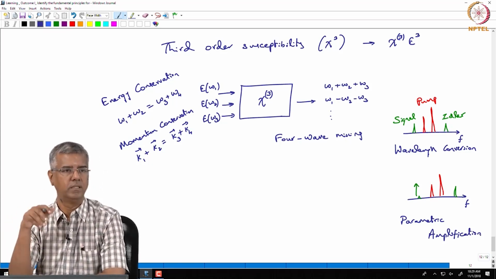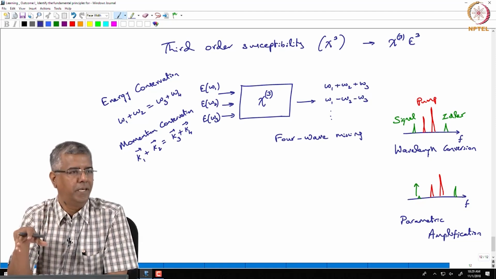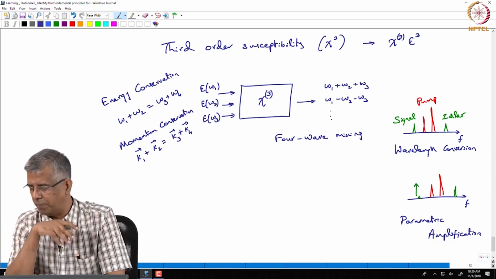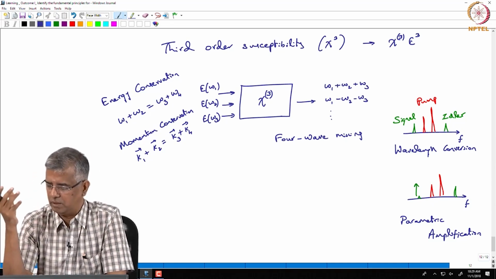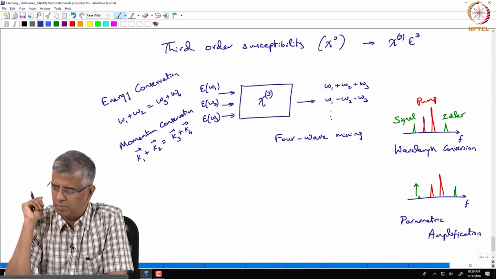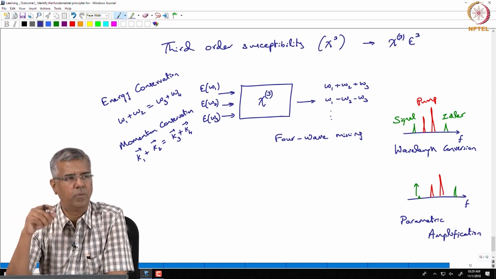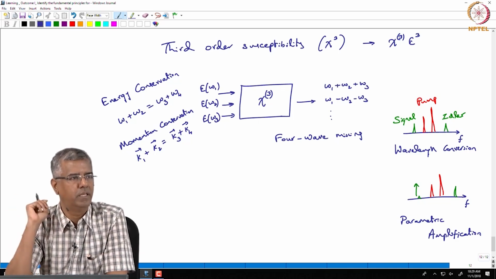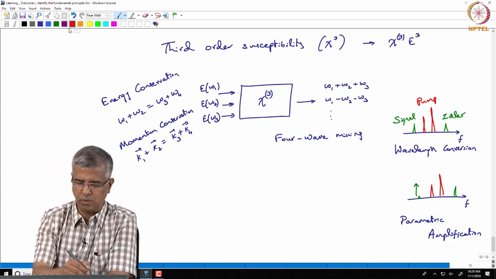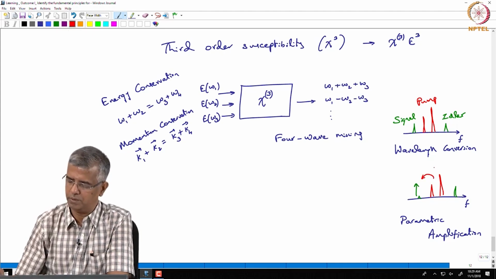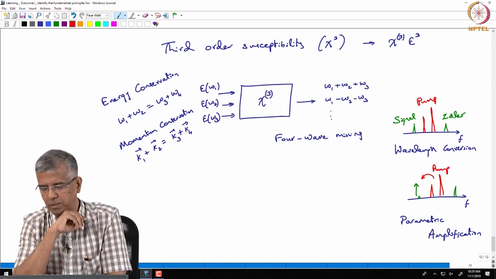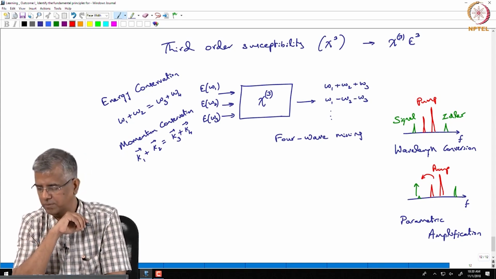This you could have done in 3-way mixing also, through chi2, right. When we were talking about frequency up conversion or down conversion, difference frequency generation, there also you could have done this. You come in with some weak photons at a particular frequency, provided you have the appropriate pump frequencies, you can amplify those photons. In this process, you're transferring energy from pump to the signal, right. So you can achieve amplification through this.